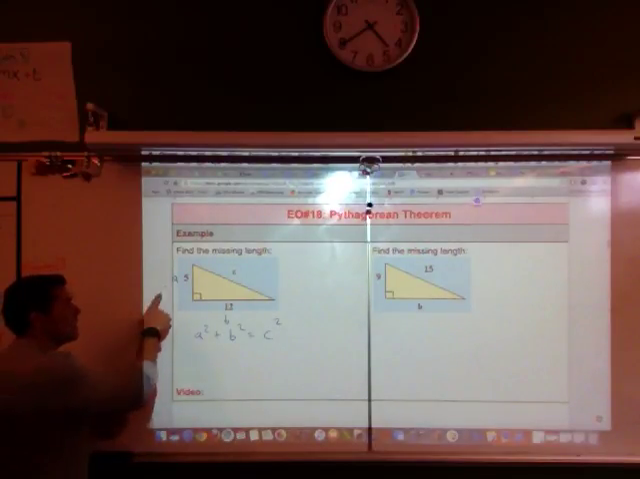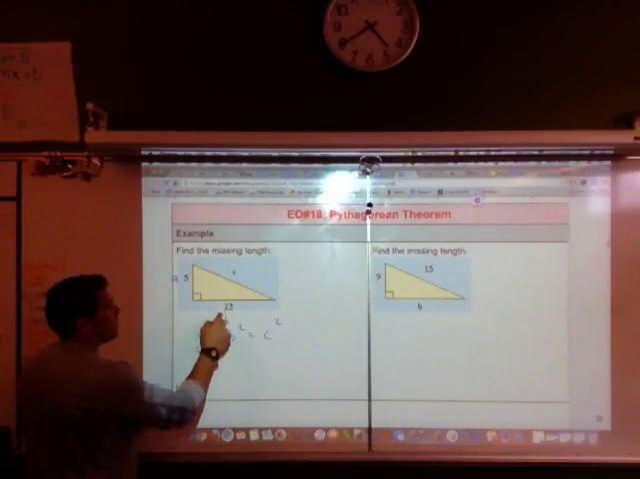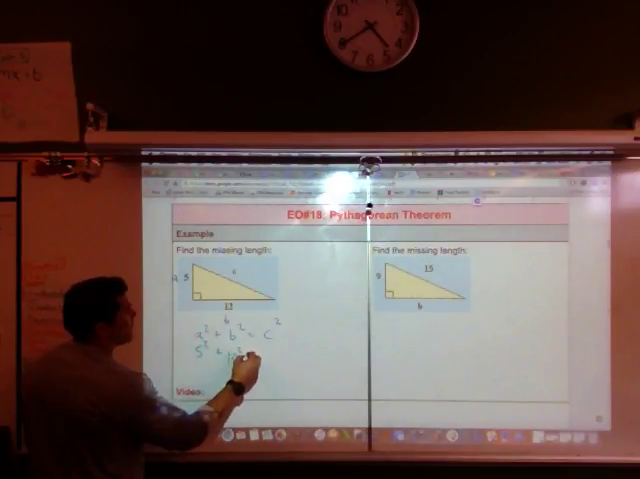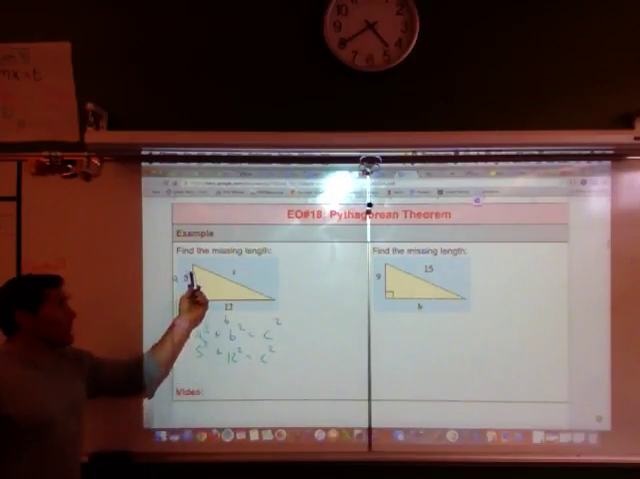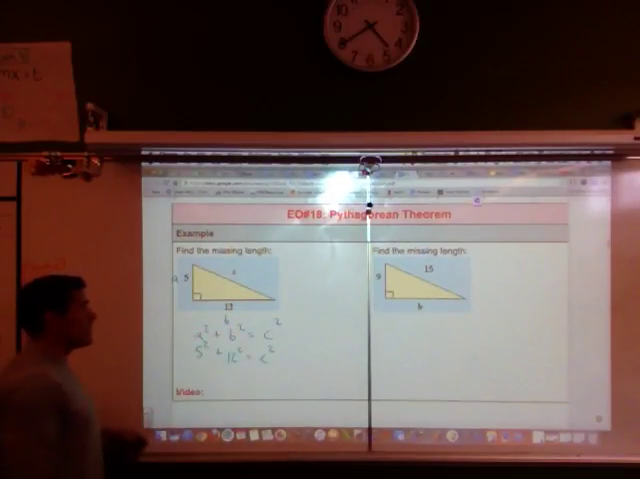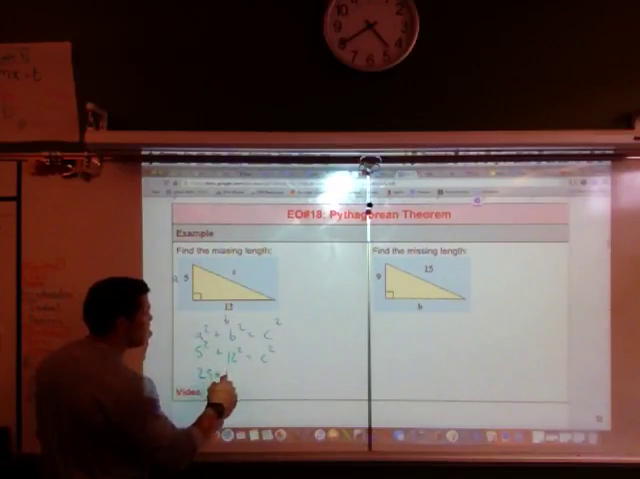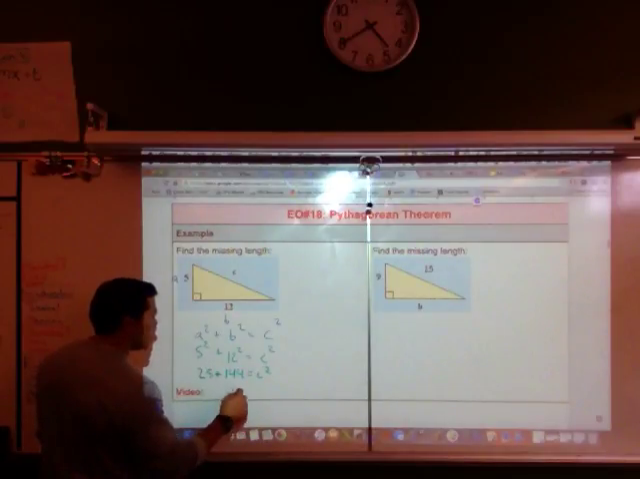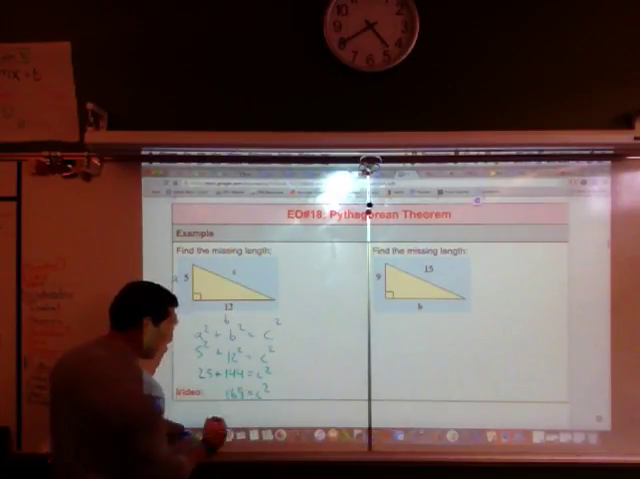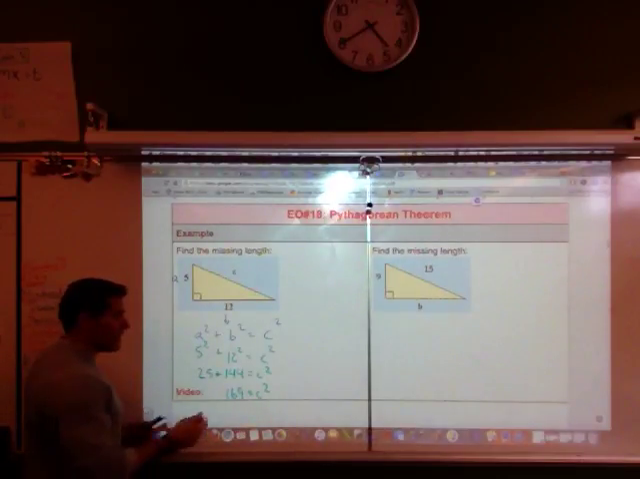So in this case, A value is 5, so that's 5 squared. B value is 12, 12 squared, must be equal to C squared. So I can find that missing hypotenuse by using this equation. So 25 plus 144 is equal to C squared. 169 is equal to C squared.